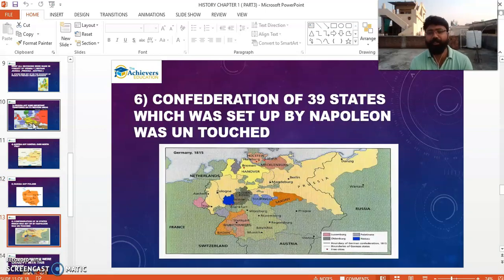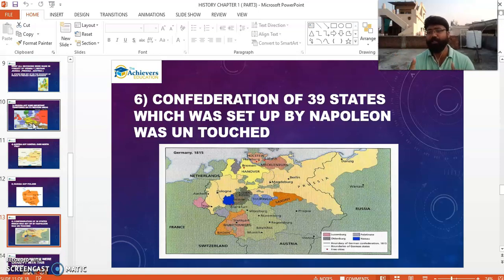And then the Confederation of 39 states. Now this sixth point is very important, where nobody got anything: the Confederation of 39 states, which was set up by Napoleon, was untouched. Now what is the meaning of this Confederation of states? What Napoleon did was, he collected a set of states together, and then he did not put anybody's control over them. So the Confederation of 39 states, which was set up by Napoleon, was untouched. Nobody had control over these states.